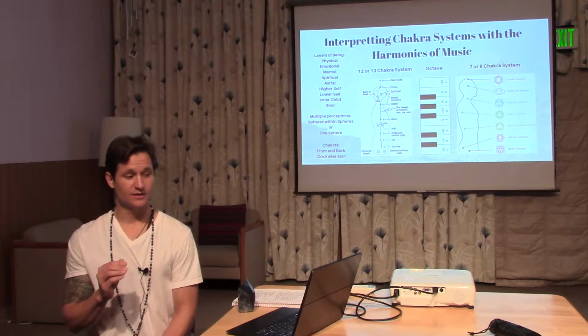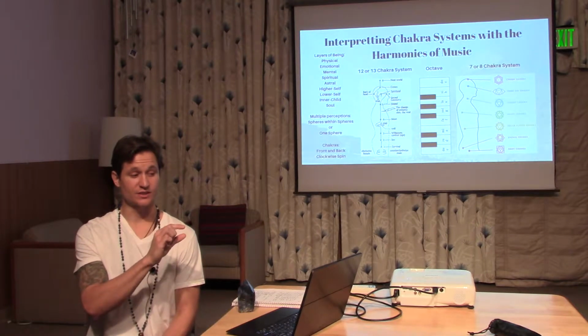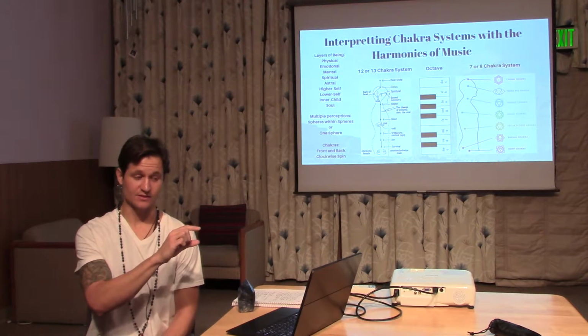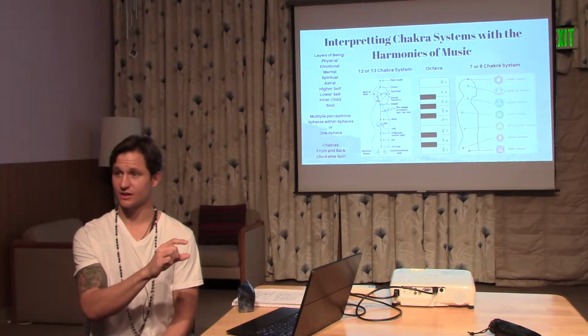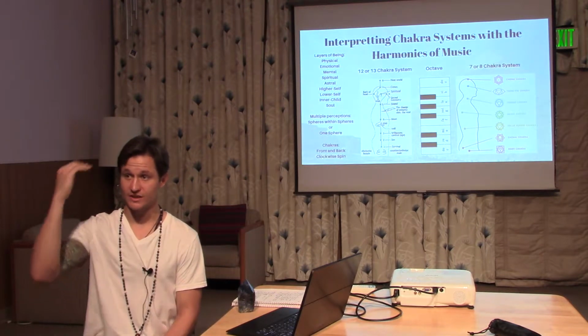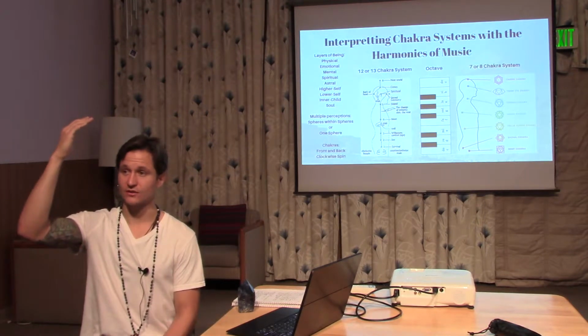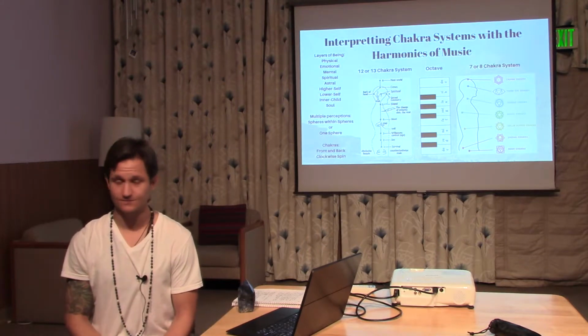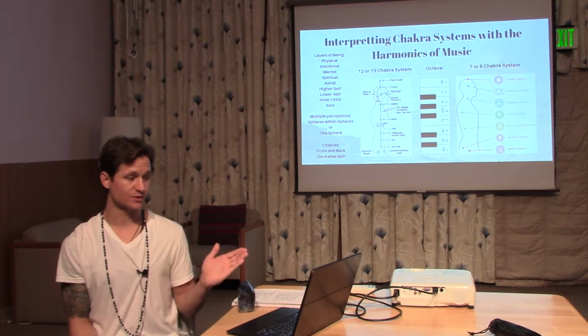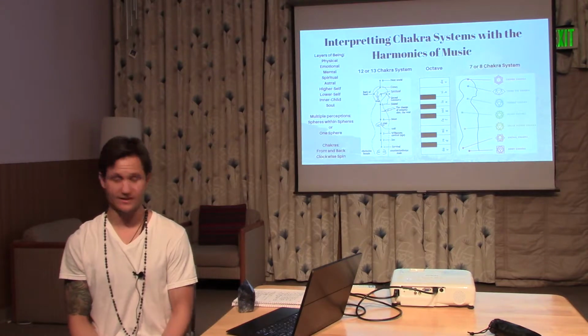So if we look at just 7 white keys, it'll give us the system on the right, the 7 chakra system. And if we include the 8th, it'll give us the first chakra of our next set of chakras. And the same goes with the 12 and 13, just including the black keys.